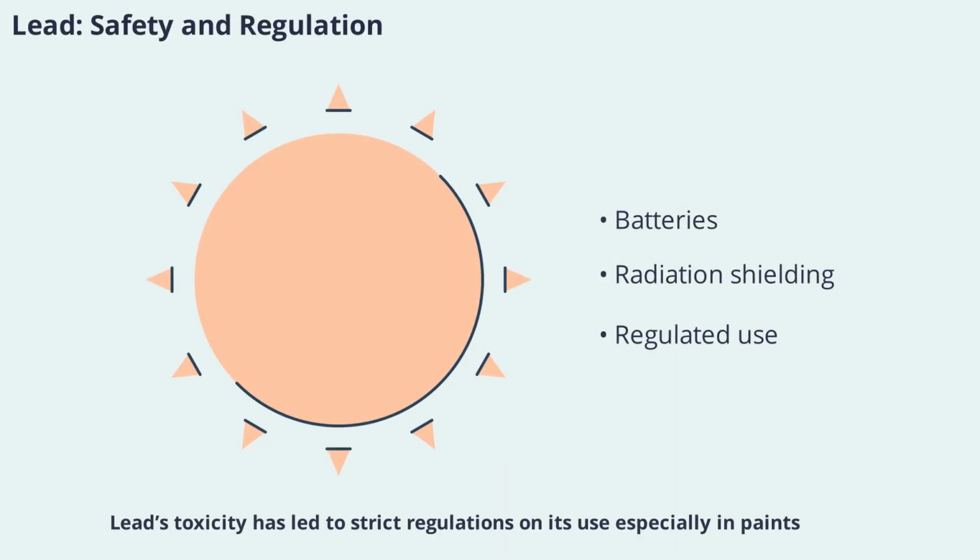Lead's toxicity has led to strict regulations on its use, especially in paints, pipes, and gasoline. However, it remains important in batteries, radiation shielding, and some construction materials. Safe handling and disposal of lead are critical to protecting human health and the environment.